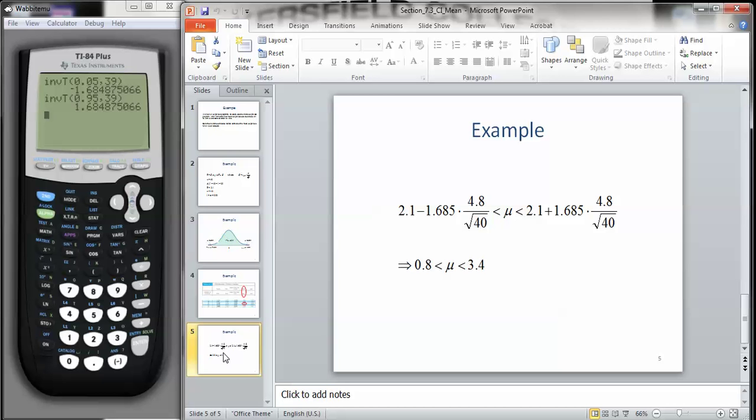So after that, just plug in everything we have into the formula. Then simplified, you get mu is greater than 0.8 and less than 3.4. Okay, that's it.